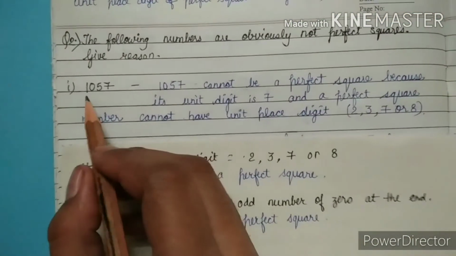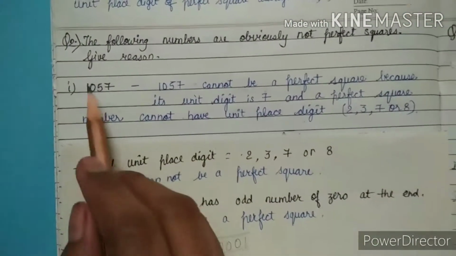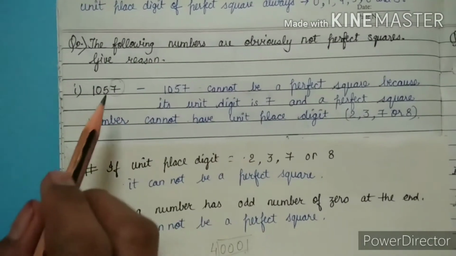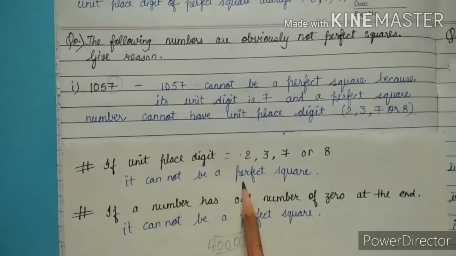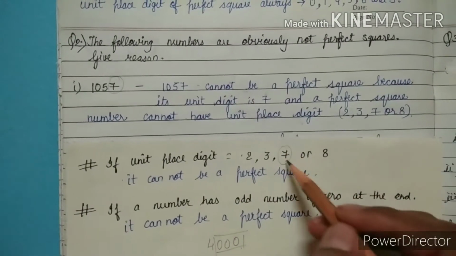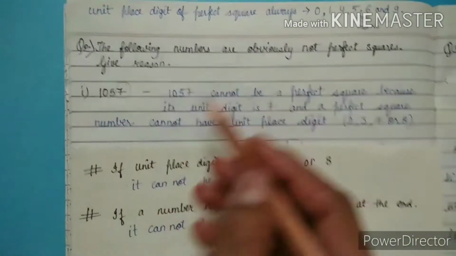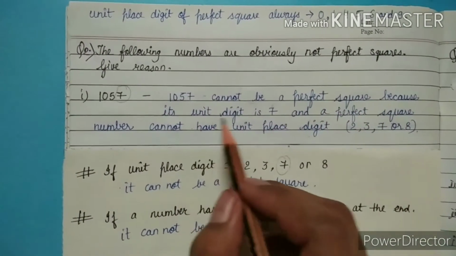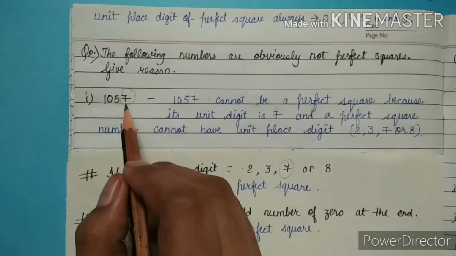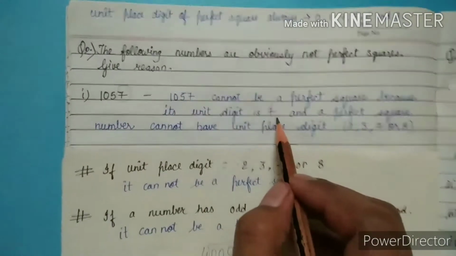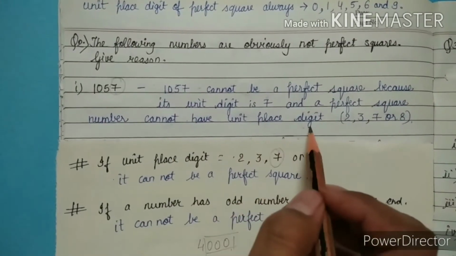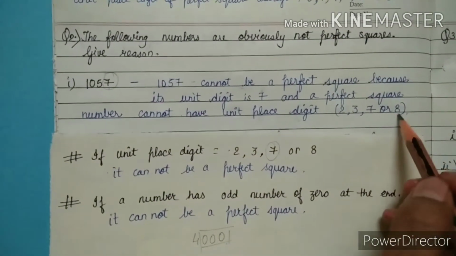First is 1057. 1057 has the unit digit 7. We have already seen it cannot be a perfect square because 7 is in the unit place. So it is written here: 1057 cannot be a perfect square because its unit digit is 7. Why? Because a perfect square number cannot have unit place digit 2, 3, 7 or 8.